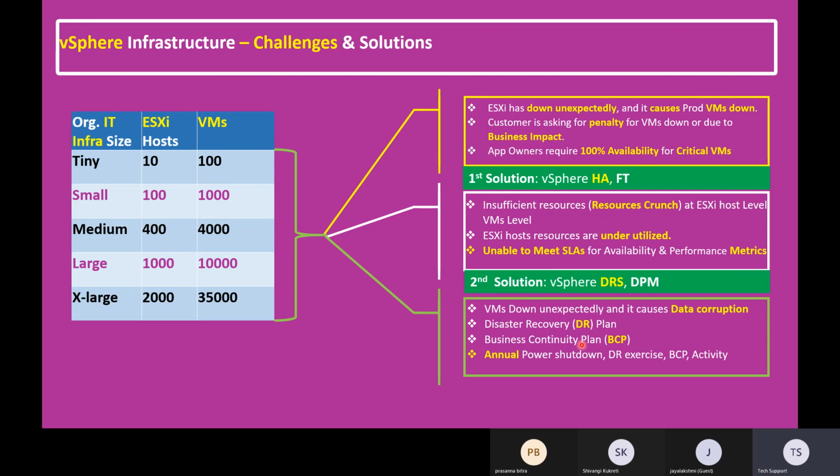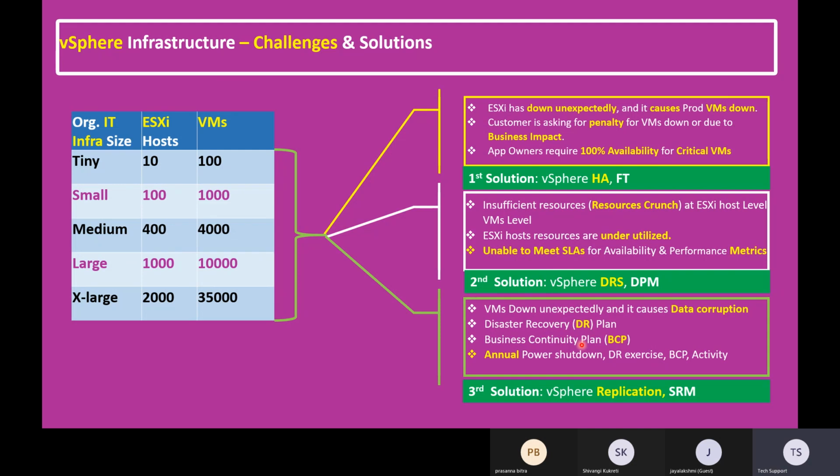Okay, so it's not in our control. Sometimes naturally there will be some power shutdown or power outage, anything can happen. So during that scenario, how can we recover, with all the DR plan and BCP plans? So VMware is also providing some solutions. That solution is vSphere Replication and SRM.